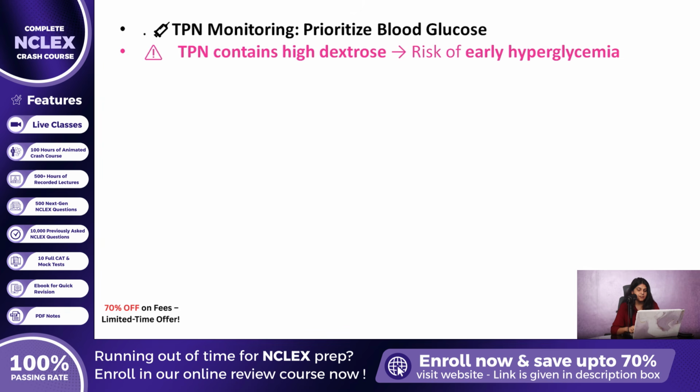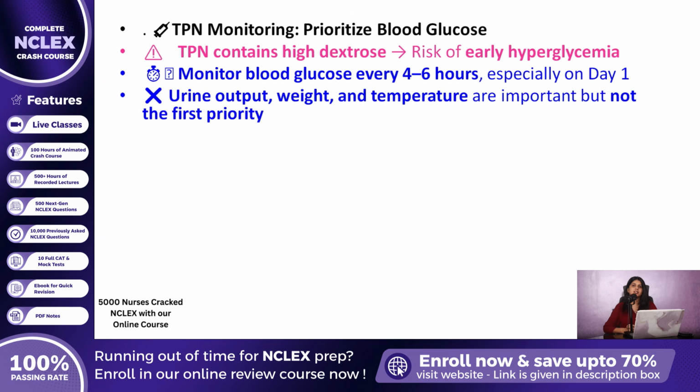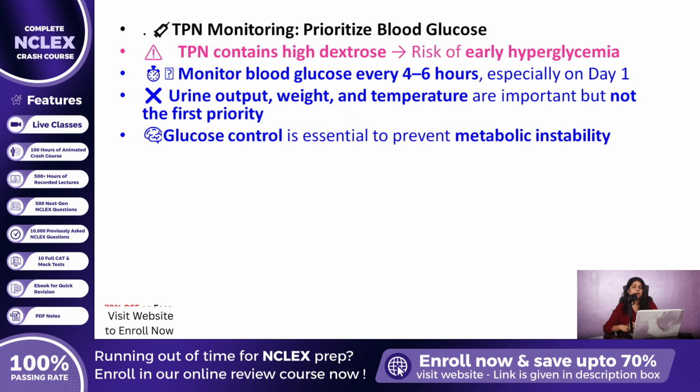TPN contains high concentrations of dextrose, making hyperglycemia a common early complication. Blood glucose must be monitored every 4 to 6 hours, particularly during the first day. Urine output, weight trends, and temperature are important, but do not take precedence immediately after initiating TPN. Managing glucose is key to preventing metabolic instability in these clients.